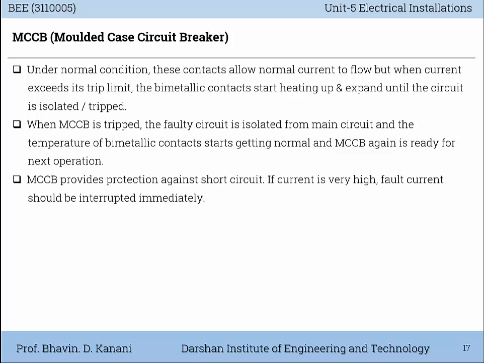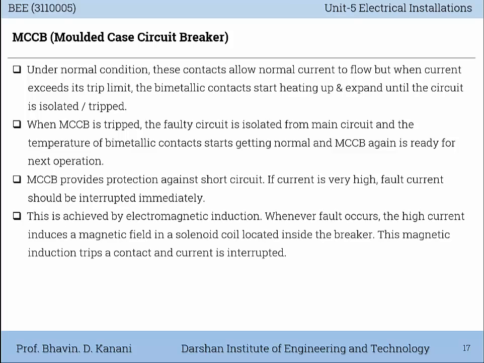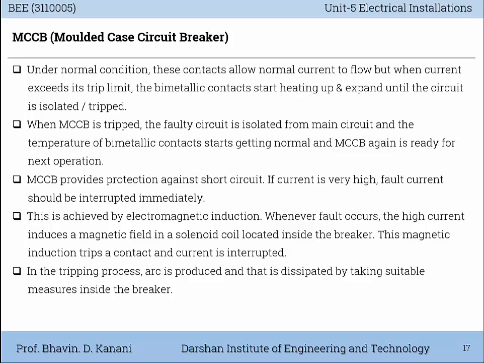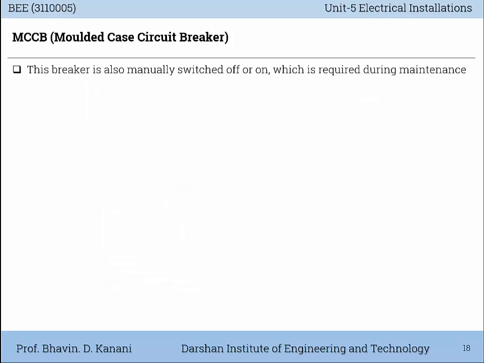MCCB provides protection against short circuit. If current is very high, fault current should be interrupted immediately. This is achieved by electromagnetic induction. Whenever fault occurs, the high current induces a magnetic field in a solenoid coil located inside the breaker. This magnetic induction trips a contact and current is interrupted. In the tripping process, arc is produced and that is dissipated by taking suitable measures inside the breaker. This breaker can also be manually switched off or on, which is required during maintenance or other purpose.